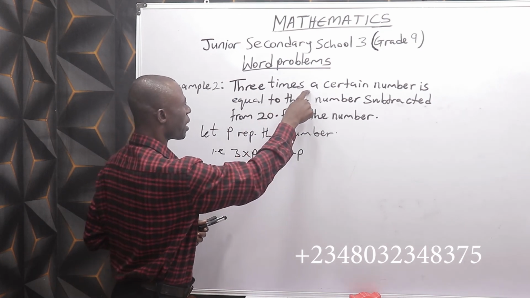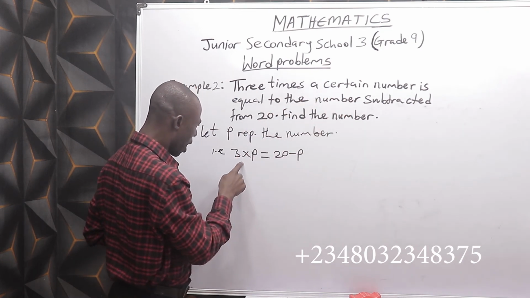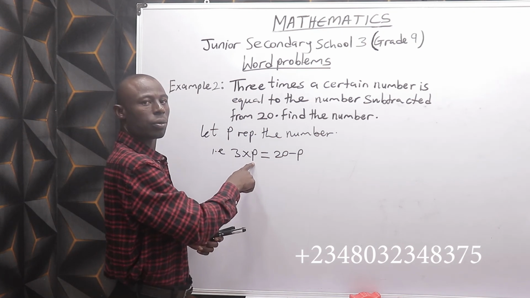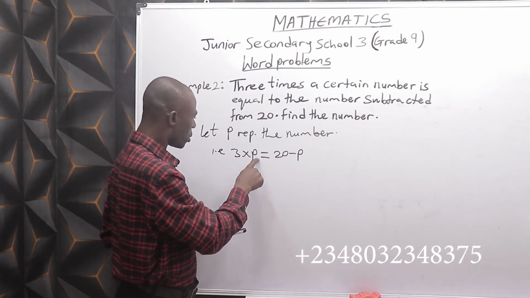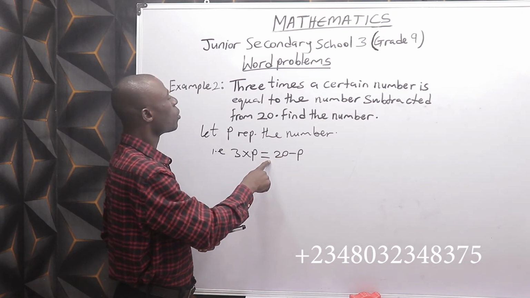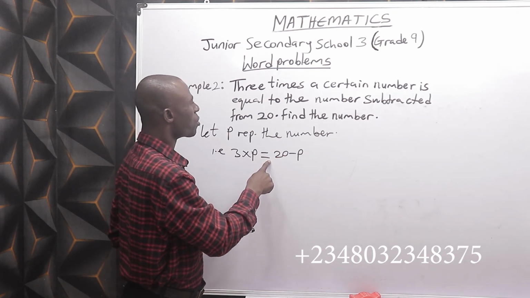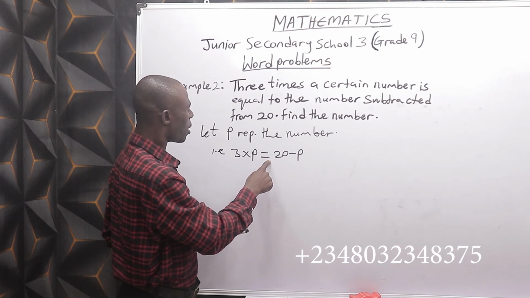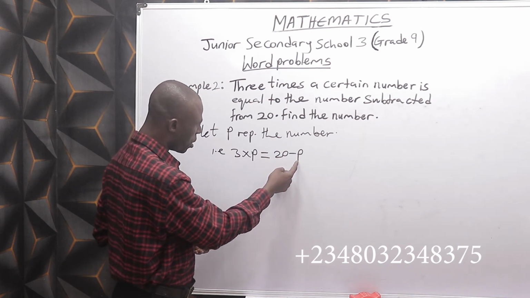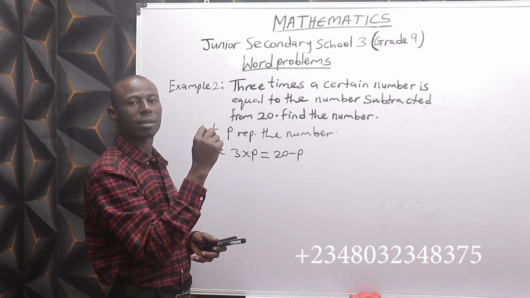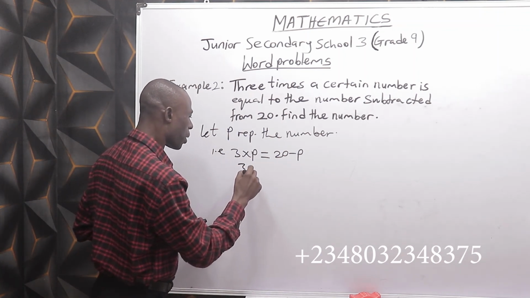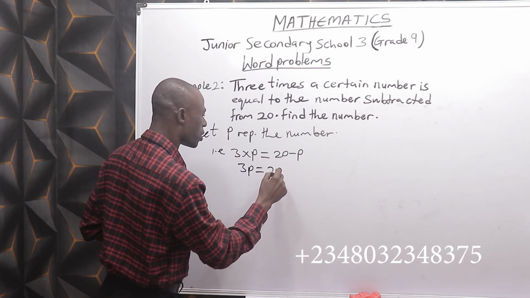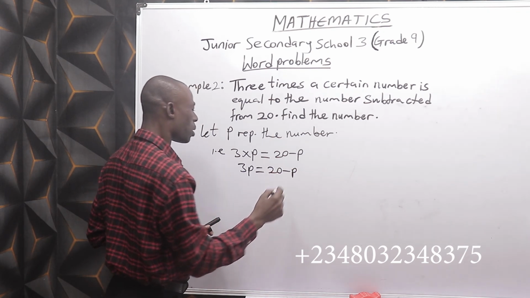Now let's read it and look at the interpretation. 3 times a certain number, 3 times the P, which is the certain number, is equal to, that is the equal sign, the number subtracted from 20. What is the number? P. P subtracted from 20. So that is the interpretation. So this one becomes 3P equals 20 minus P.